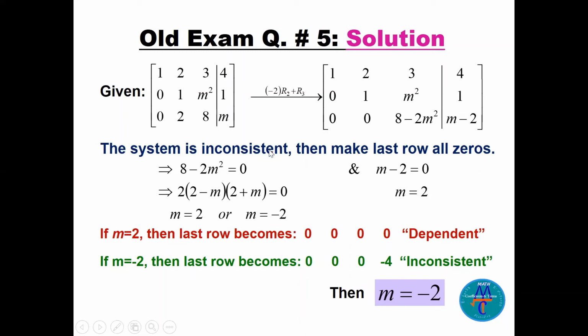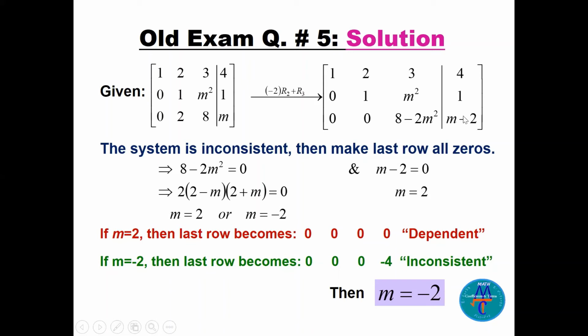When we have inconsistent, we should have 0, 0, 0, and then there is a number here. So I put here 8 minus 2m squared is equal to 0. Take 2 as a common factor. Then we factor inside: 2 minus m, 2 plus m. So to make this one 0, m will be either 2 or minus 2.